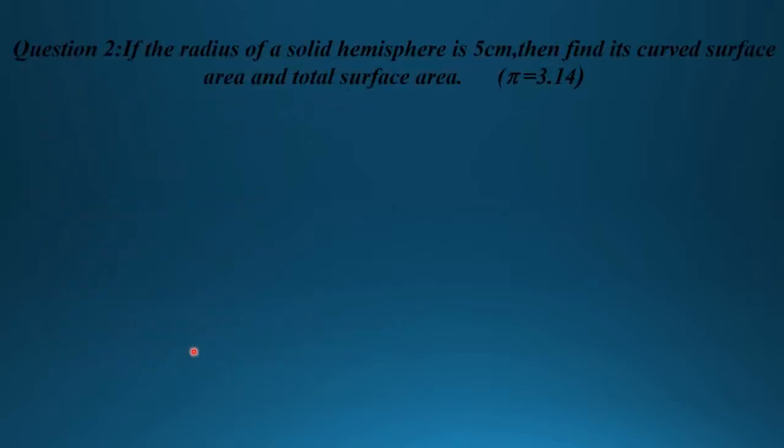Now we will be doing question number 2. The question is, if the radius of a solid hemisphere is 5 centimeter, then find its curved surface area and total surface area. The value of pi is equal to 3.14. Solution, curved surface area of hemisphere.